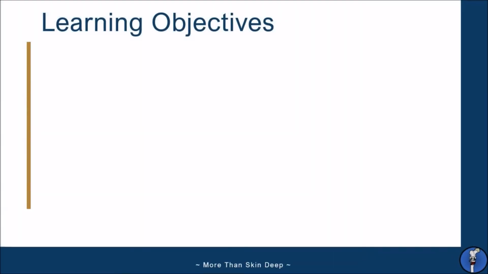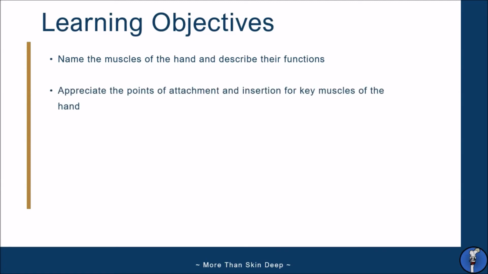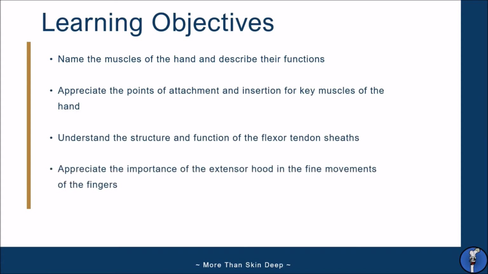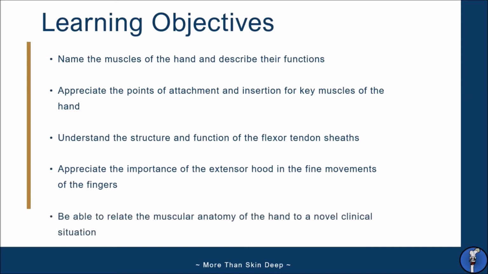Our learning objectives for this session are to name the muscles of the hand and to describe their functions, to appreciate the points of attachment and insertion for key muscles of the hand, to understand the structure and function of the flexor tendon sheaths, to appreciate the importance of the extensor hood in the fine movements of the fingers, and to be able to relate the muscular anatomy of the hand to a novel clinical situation.